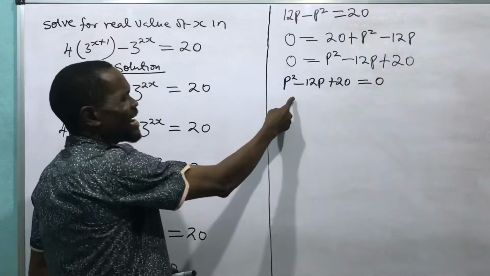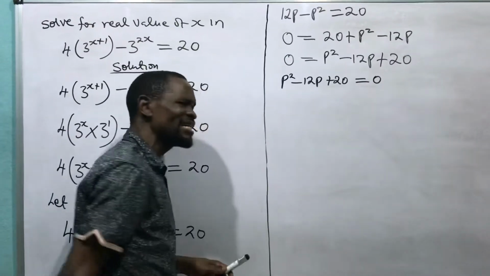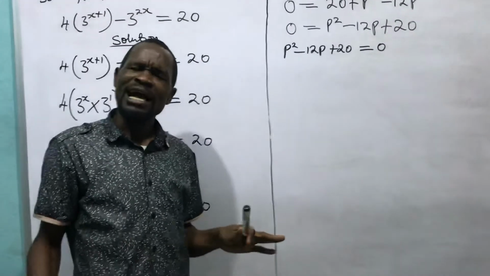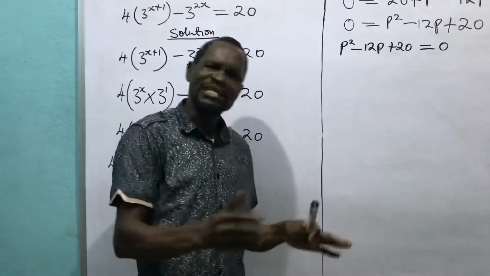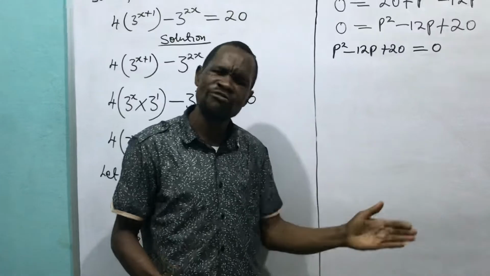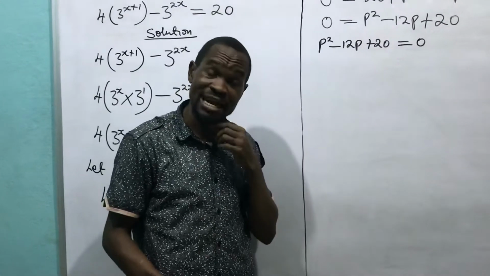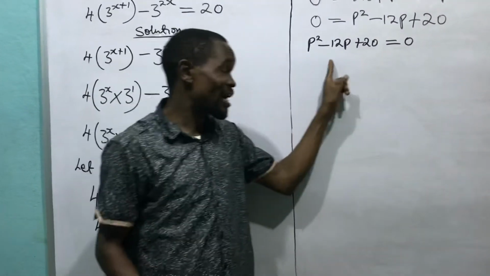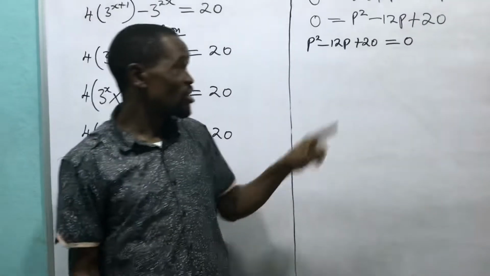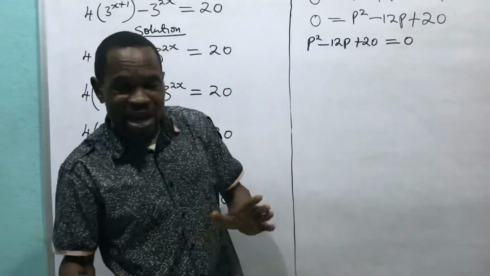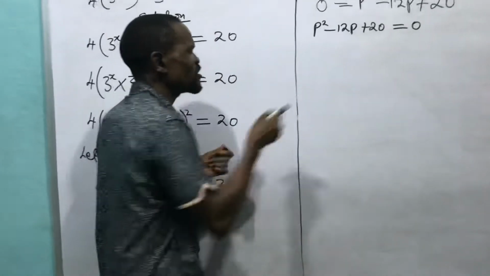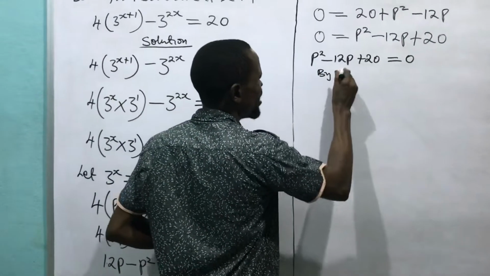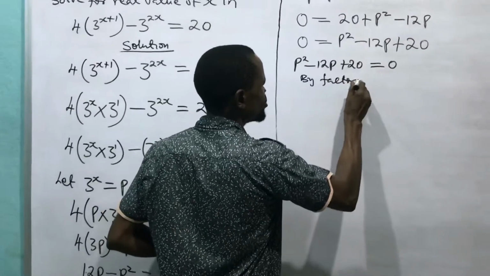Then now, I can solve this quadratic equation either by factorization, completing the square method, or the almighty formula. I can use any of these three methods to solve this quadratic equation. By factorization, I can do that. By completing the square method, I can do that. By the almighty formula, which we call the formula method, I can do that. Can I use factorization?